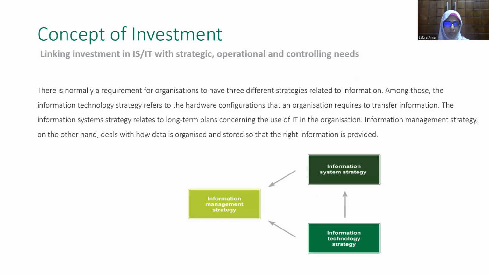Those are very important things when it comes to investment. Normally, an organization would have 3 different strategies related to information. One is called the information system strategy, which would include all the hardware configuration, and also the transfer of information and things as such.